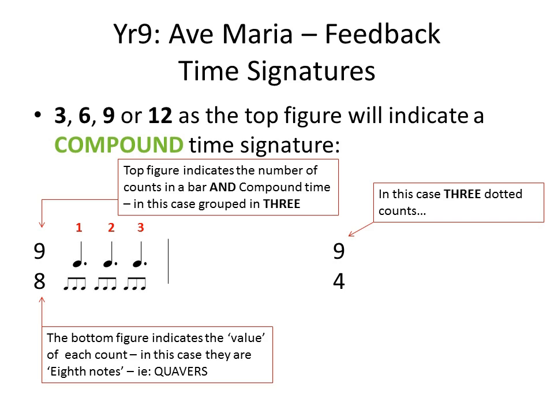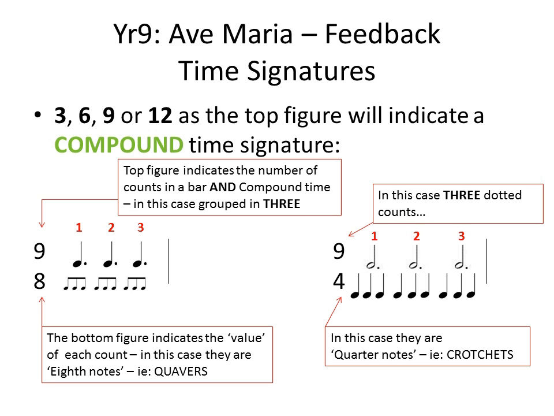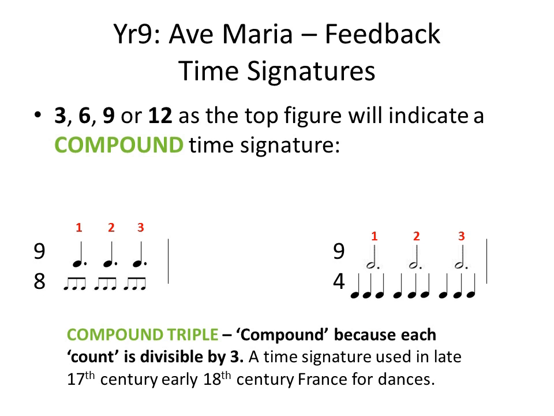Similarly, 9/4, in this case 3 dotted counts. In this case they are quarter notes, crotchets, therefore 3 main dotted counts with the crotchets grouped into 3s. Compound triple then, compound because each count is divisible by 3, but triple because there are 3 main dotted beats in the bar. A time signature used in late 17th century and early 18th century France for dances.